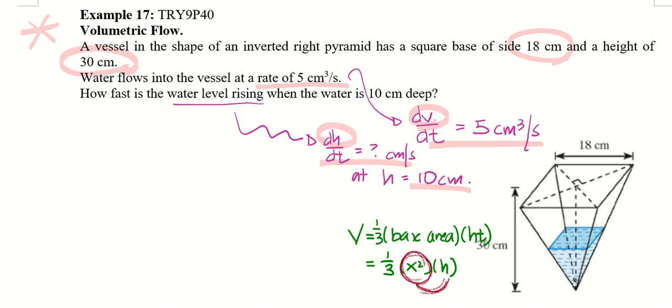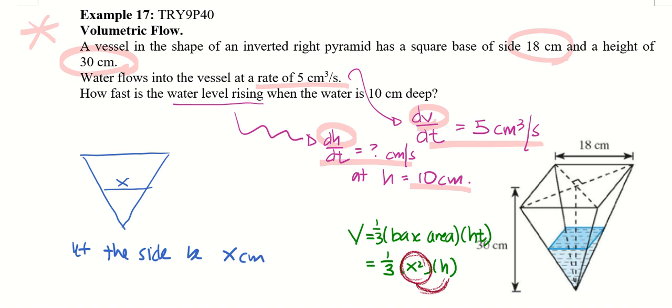Watch what I'm doing. If I make it into a 2D diagram, this is what I have. Now I let the side be x cm. So this is my x. My 18 is over the base. Now my height is 30. And against that, this is my h.